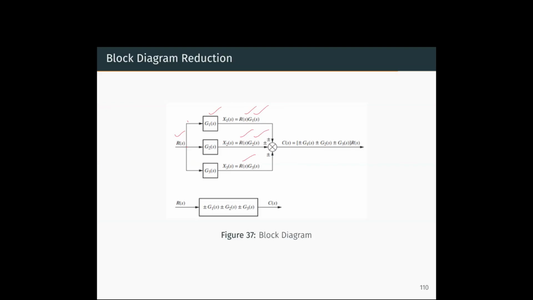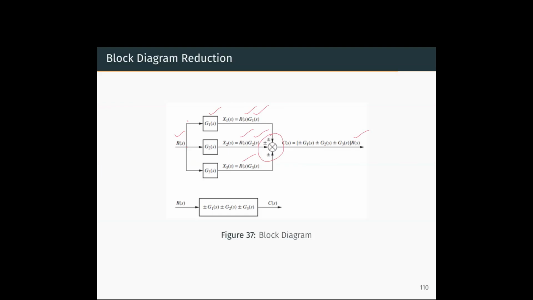And here you have a summer. It can be positive or negative. So G1 of S plus G2 of S plus G3 of S, or the negative signs, multiplied with R of S. That will be the total output, C of S.